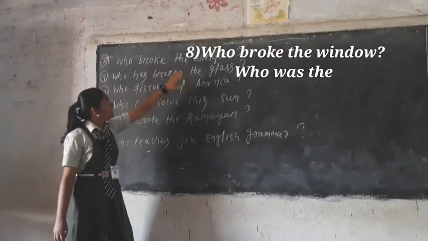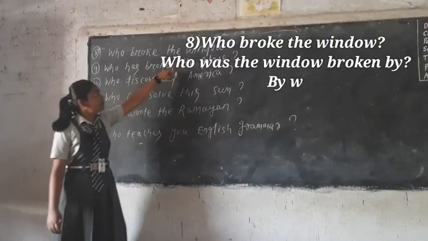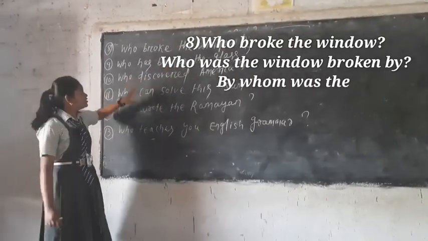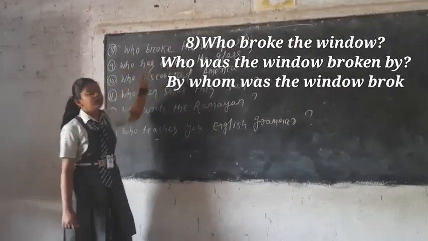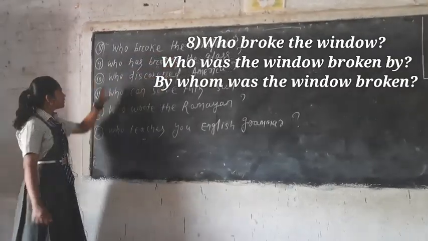Who was the window broken by? Who, was the auxiliary verb, the window, the object, becomes the subject. Who was the window broken? Verb 3 form of broke, by, broken by.